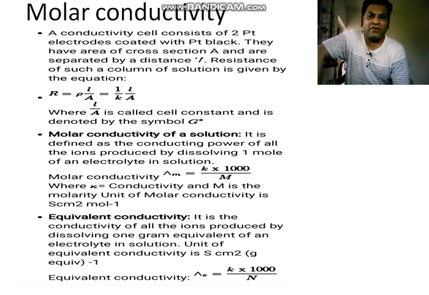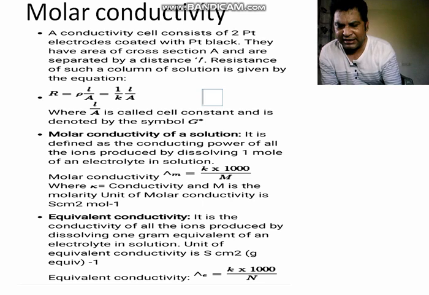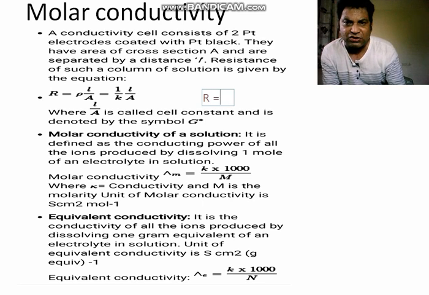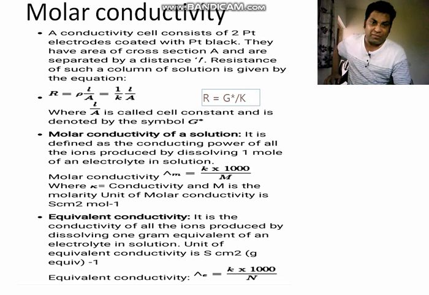So here we will have resistance formula, and that will be like this. So resistance formula we can write R is equal to G star upon kappa, and that will be the formula to remember also.